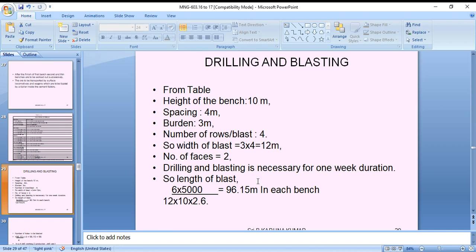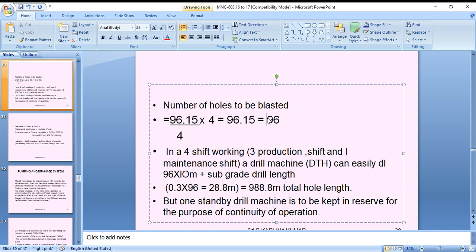Similarly, the number of holes required is 96 holes. For 4 shifts of work, 160 meters of maintenance. How much hole length is coming for that particular bench, including sub-drill.